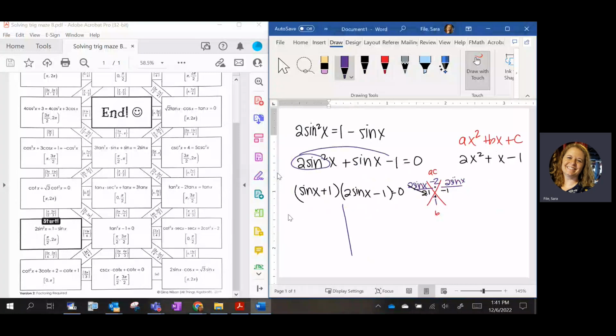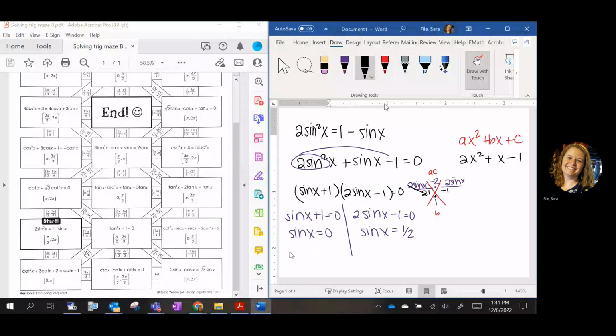So once you have your equation factored, you set each factor individually equal to 0 and you solve. On the left side, I would have to subtract the 1 over to isolate the trig value. Over here, I would have to add the 1 and divide by the 2. So it would end up being 1/2. Then it's unit circle knowledge. Where is sine 0? That's the y value. Where's the y value 0 on our unit circle? At 0 and pi.